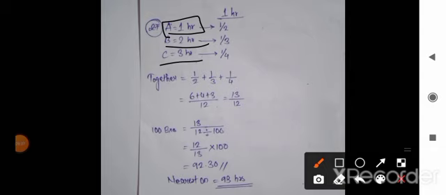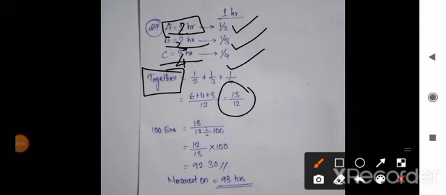A will work 1 by 2, B will work 1 by 3, and C will work 1 by 4. Okay, just correct it. So together they will do, if we sum them all up, 13 by 12 of an exercise. So how many exercises are there? 100 exercises. So 100 divided by 13 by 12.